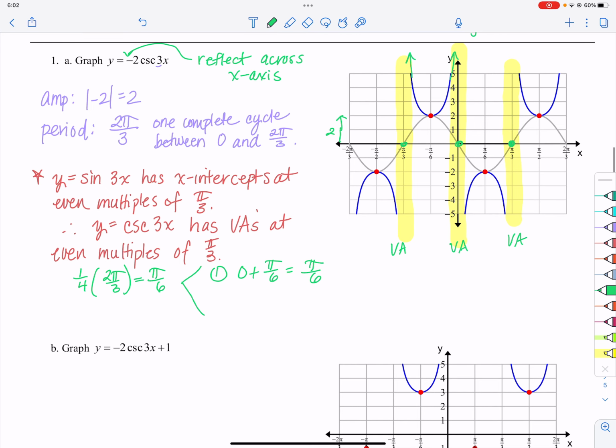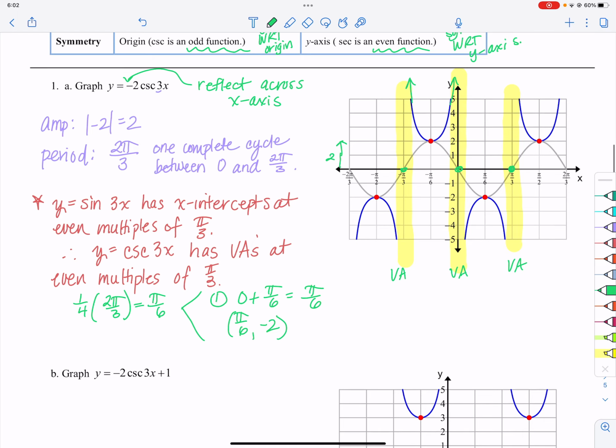And we would get a point of pi over 6, negative 2. Okay, so we reflect it across the x-axis. There's the reflection, and there's the amplitude. And there it is right there, that point. Okay, we can do the second one. We don't have to do all of them.